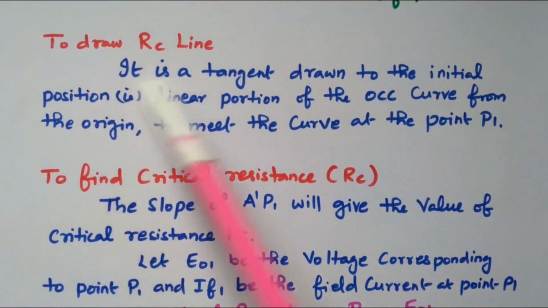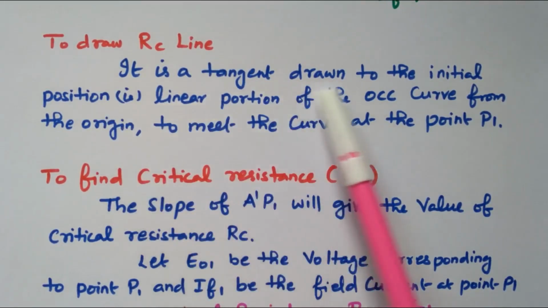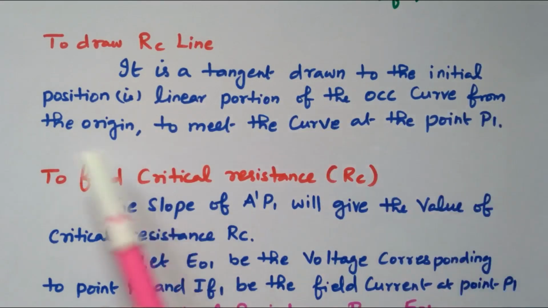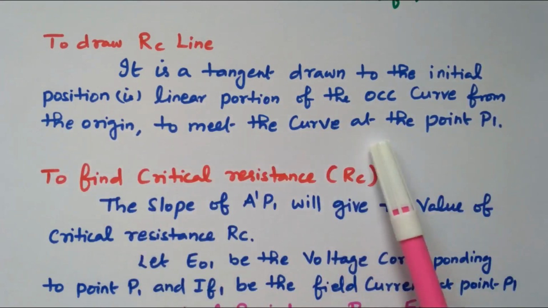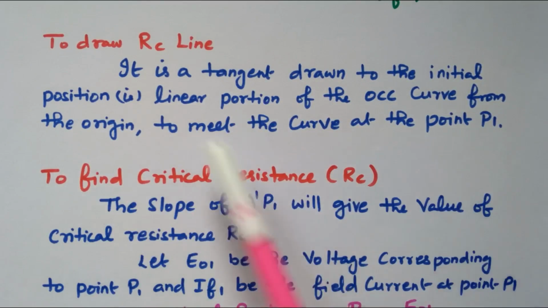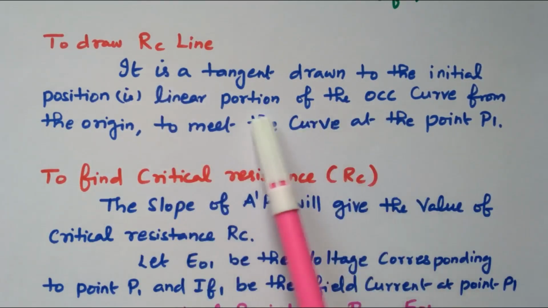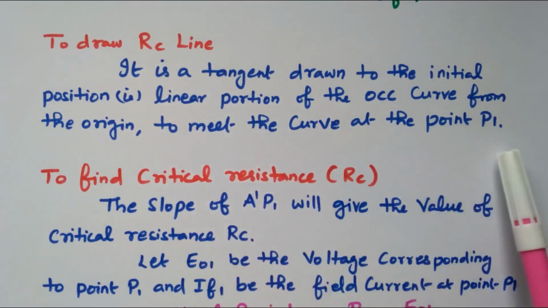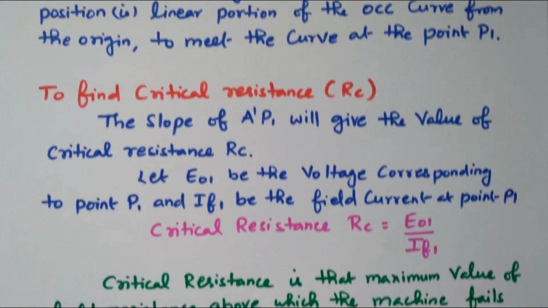To draw the RC line, it is a tangent drawn to the initial or linear portion of the OCC curve from the origin to meet the curve at the point P1, right? The RC line is nothing but a tangent drawn to the OCC curve. Where it cuts is nothing but point P1. Now we discuss the critical resistance.